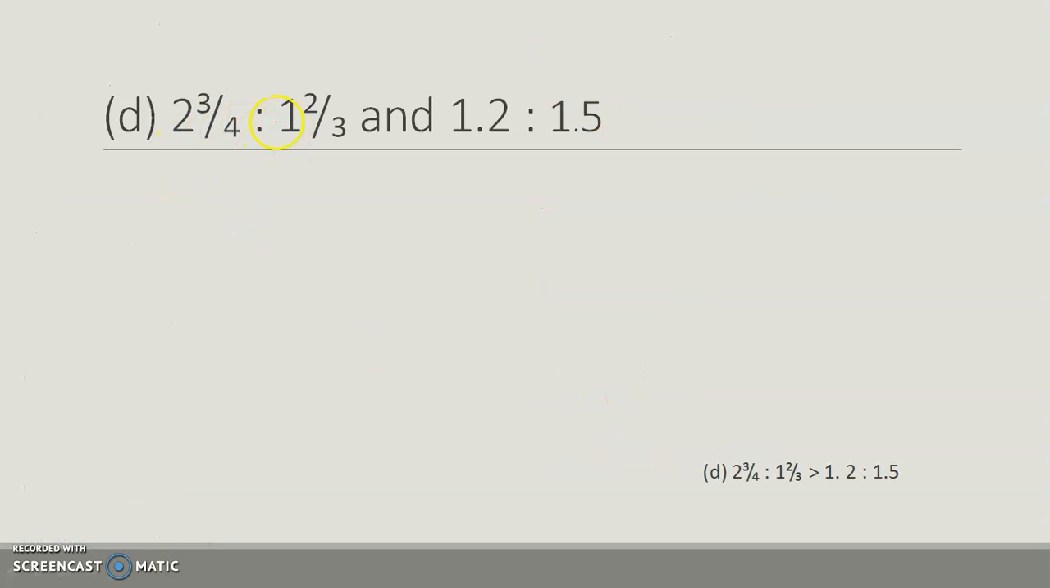2 3 by 4 is to 1 2 by 3. You have to convert everything into improper fraction. 4 2s are 8. 11 by 4 is to 5 by 3, and this I have to write it as 12 by 10 is to 15 by 10.